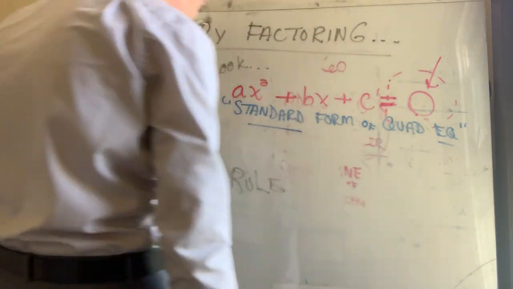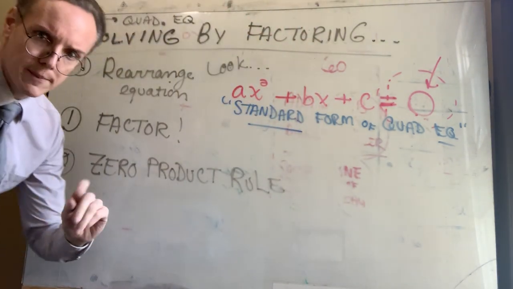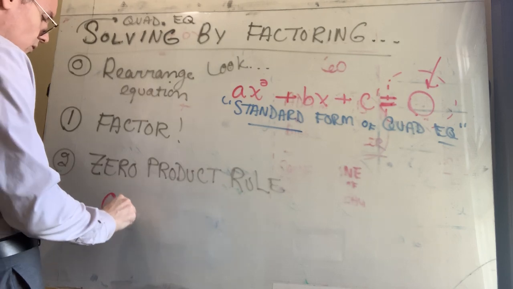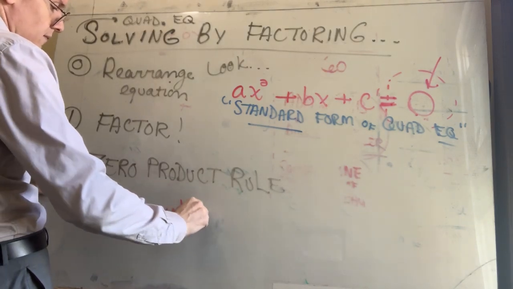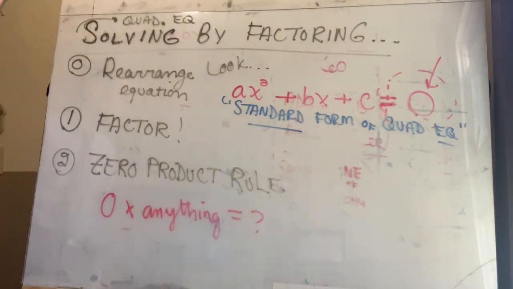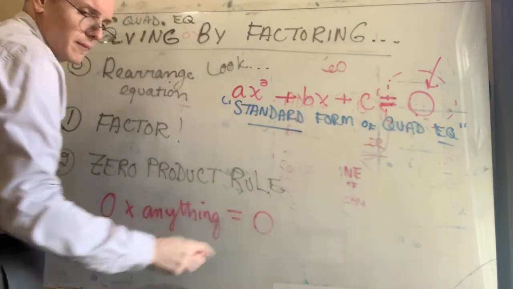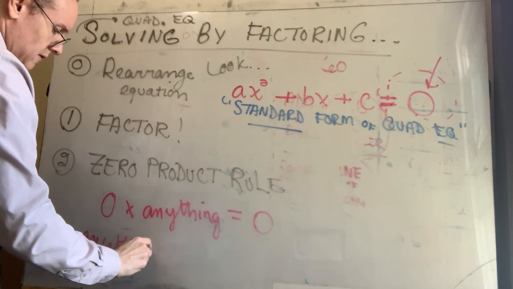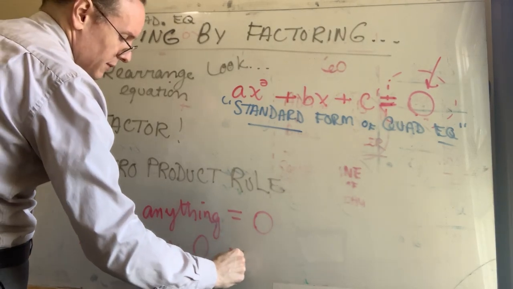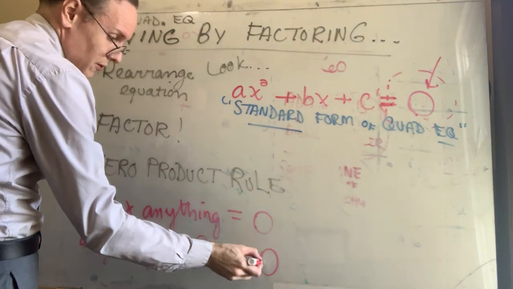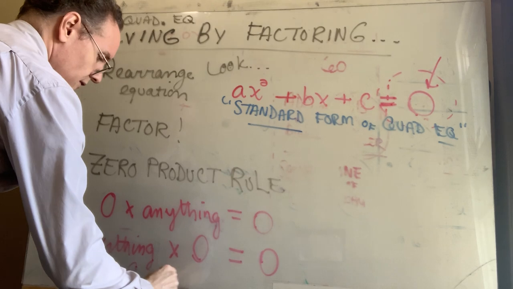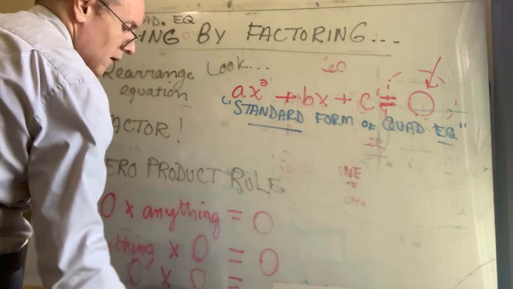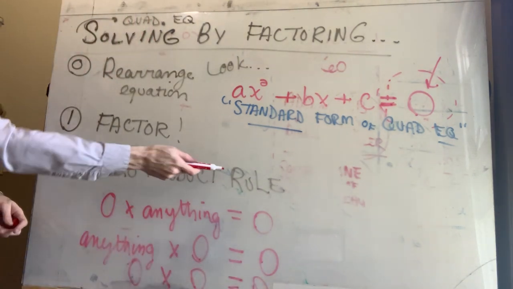Could be the board. All right, the zero product rule is subscribing a label to something that you already know intuitively. What is zero times anything? What does that equal? Zero, right? What if I rearranged this so that it was anything in front? What would that be equal to? It would still be equal to zero. What is zero times itself? Zero, right? That's the zero product rule.